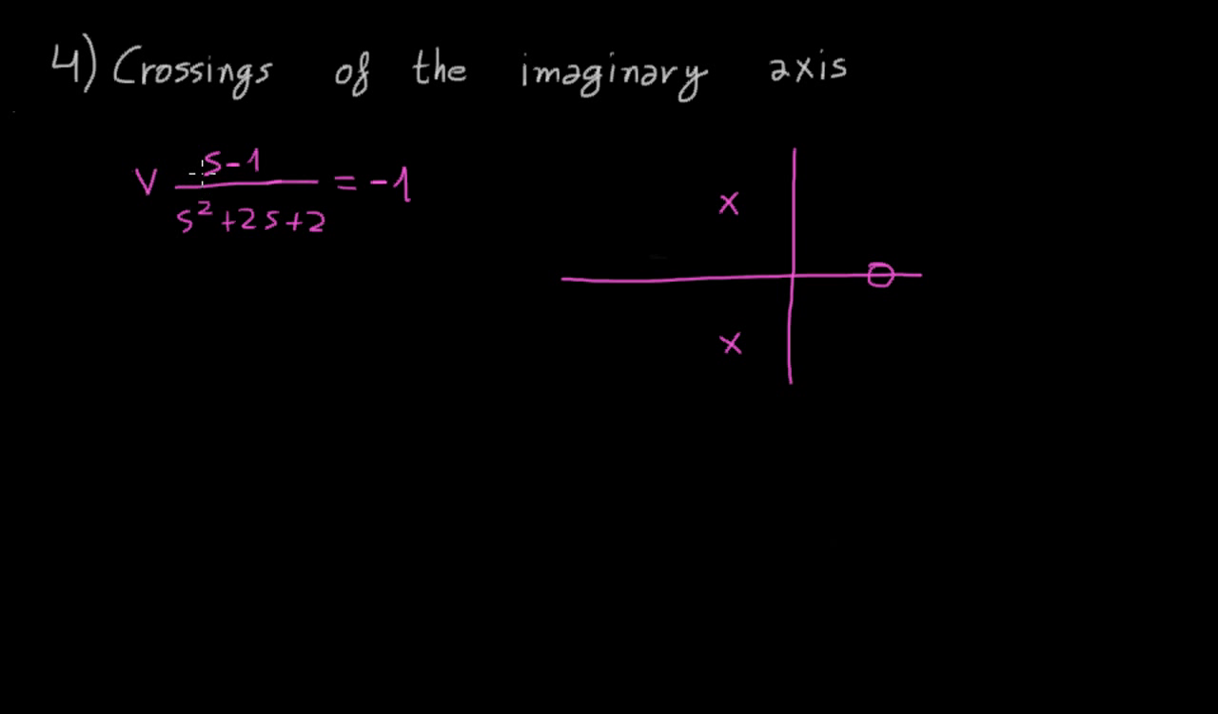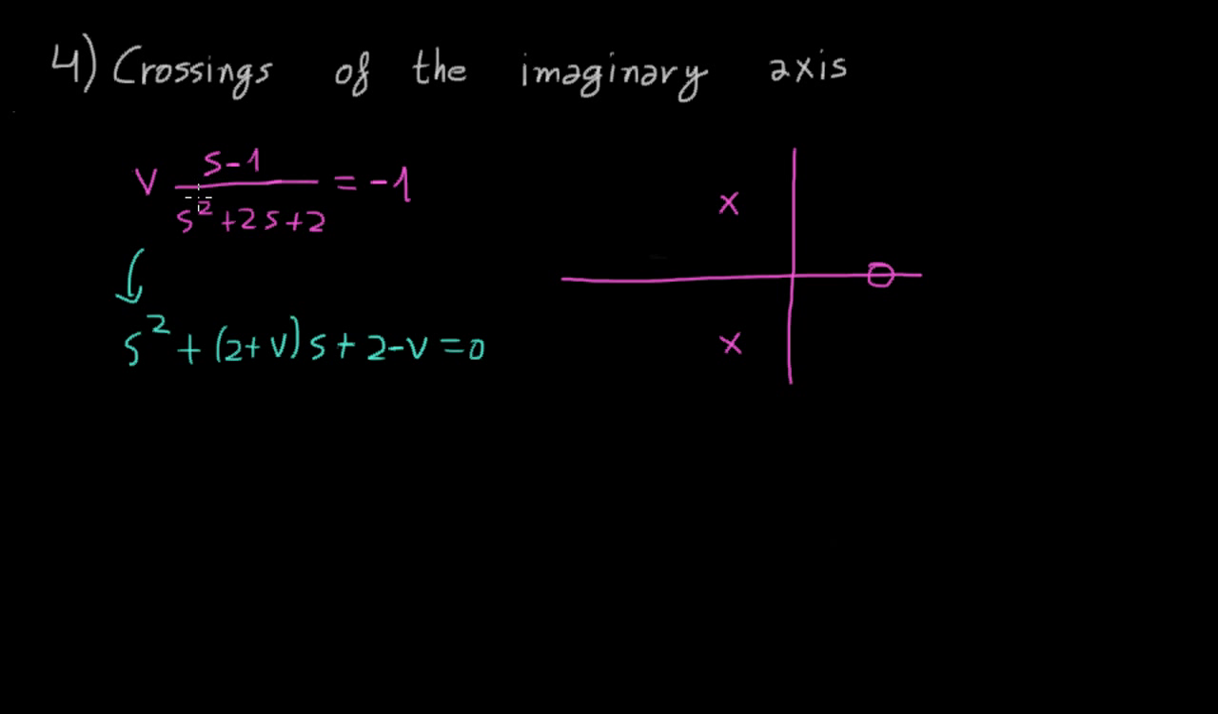In this example, f of s has two poles at -1 plus j and at -1 minus j, and a 0 at s equal to 1. So to find the crossings with the imaginary axis, we rewrite the auxiliary equation like this: s squared plus (2 plus v)s plus 2 minus v equal to 0.